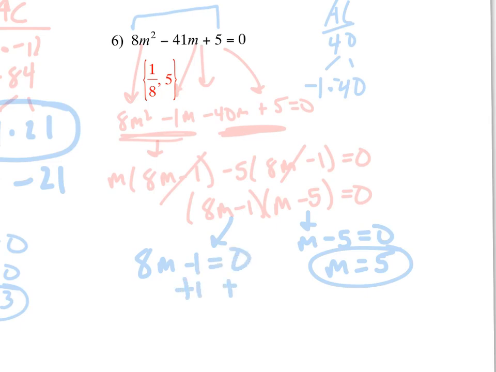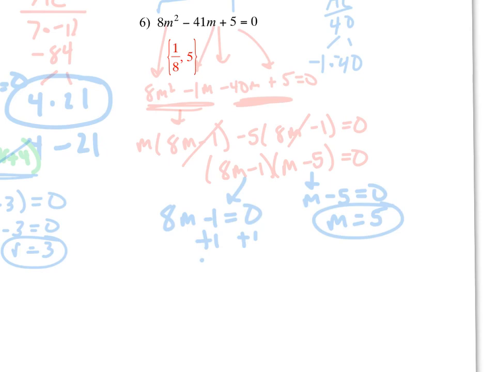So we add 1. So we get 8m equals 1, and then we divide out our 8. That's how we get our second answer of m equals 1 over 8.